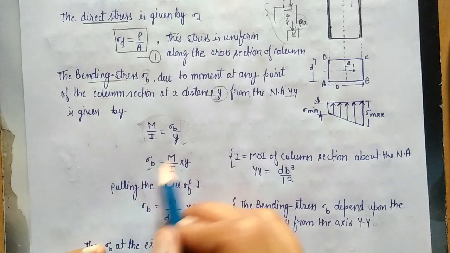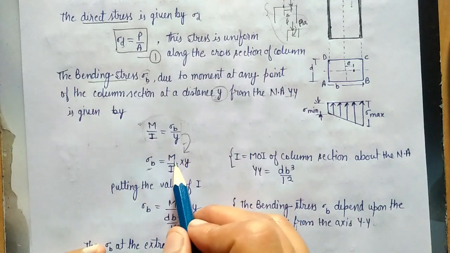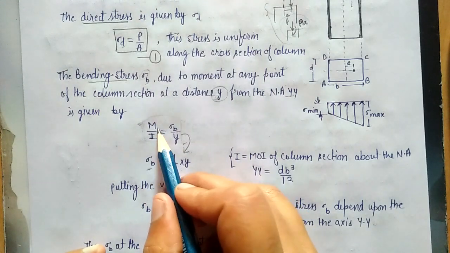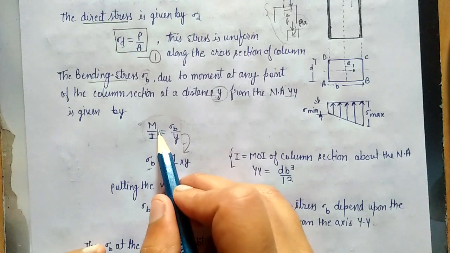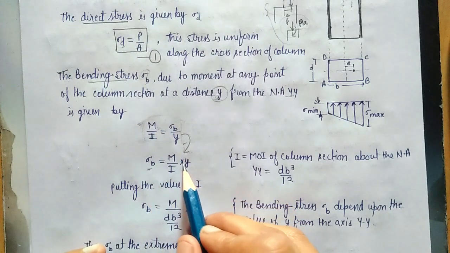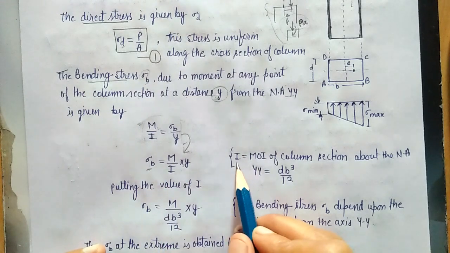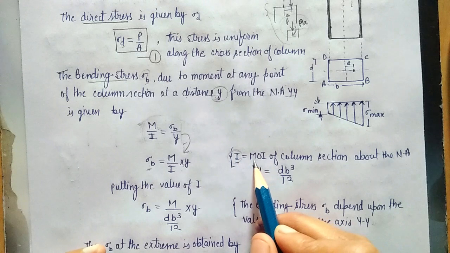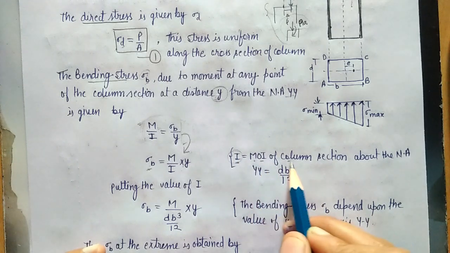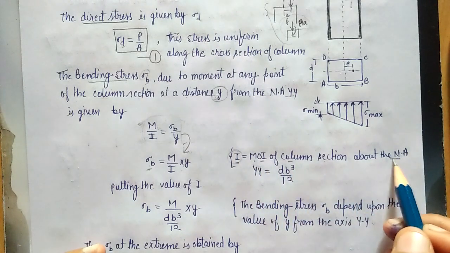The bending stress comes out from this formula as M upon I, and we take y into this. So sigma b equals M upon I into y. Here I represents the moment of inertia of the column section about the neutral axis.